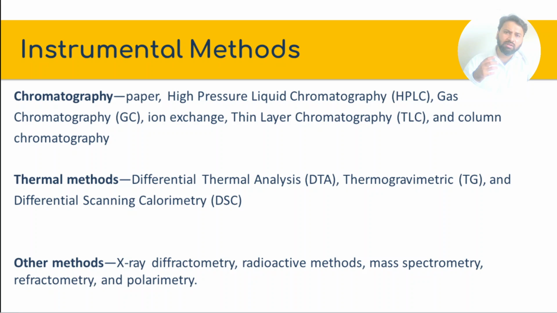These are the methods which are involved for the determination of a compound: diffractometry, radioactive methods, mass spectrometry, refractometry and polarimetry, etc. So these are some of the basic and very important analytical methods which we use for qualitative as well as quantitative purposes.